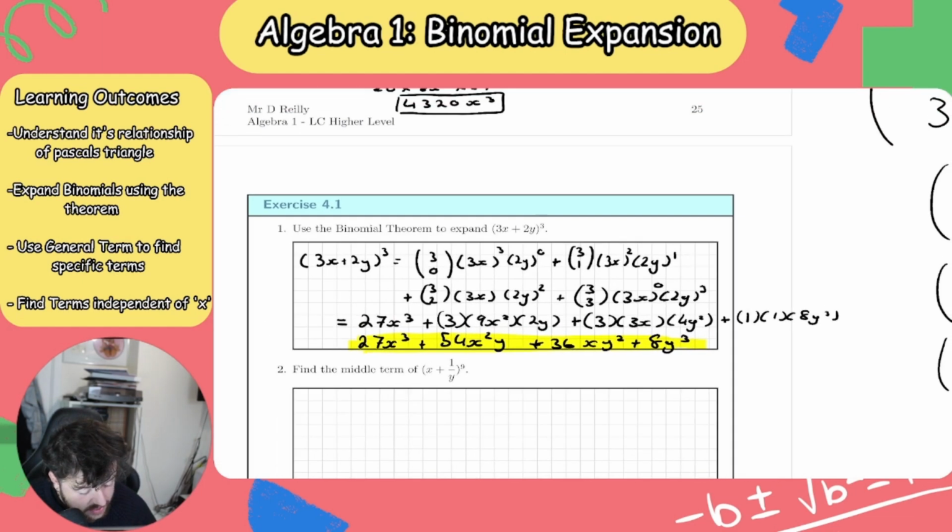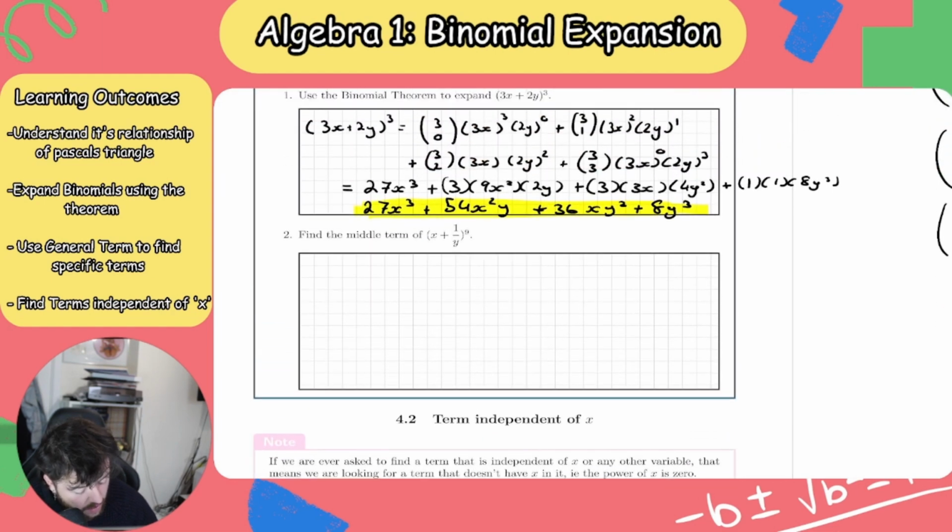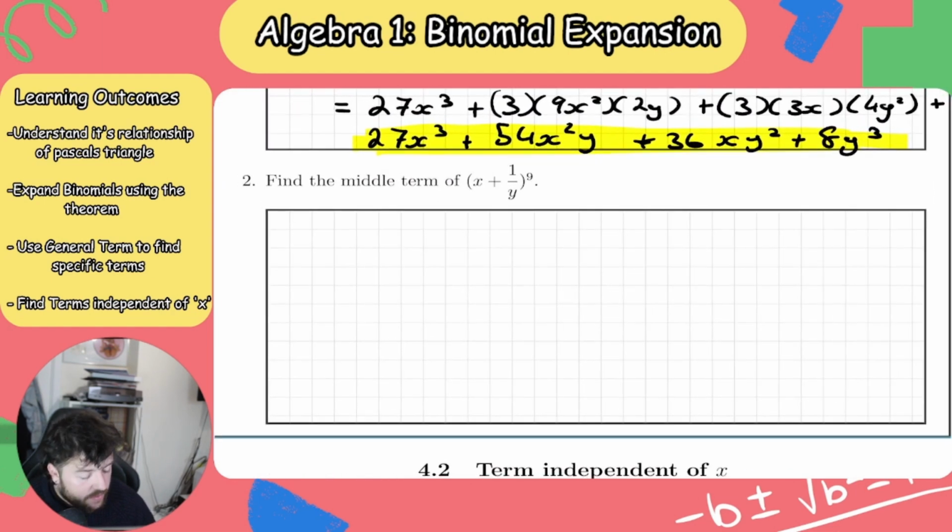Right, let's look at the next one. Find the middle term of (x plus 1 over y) to the power of 9.